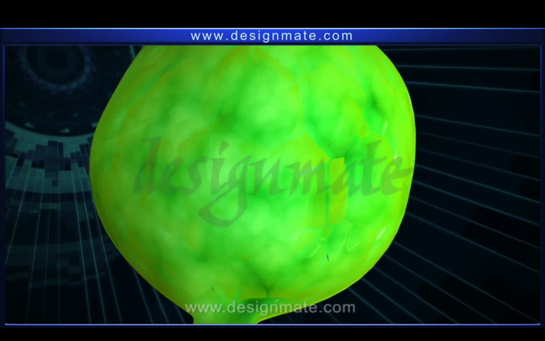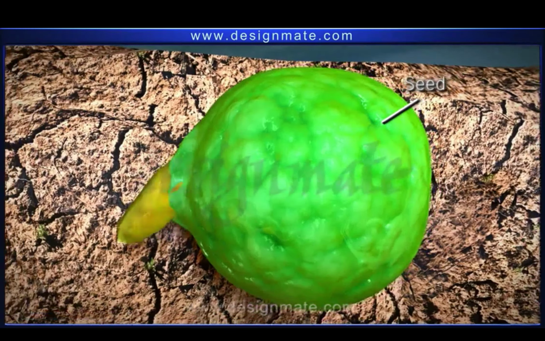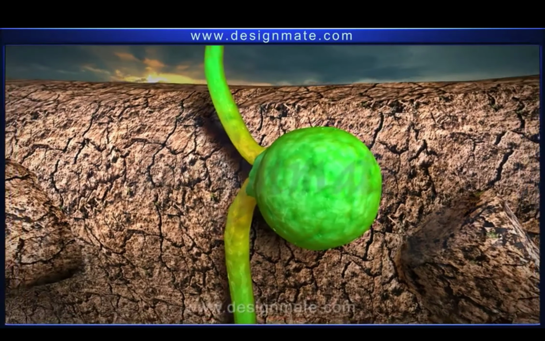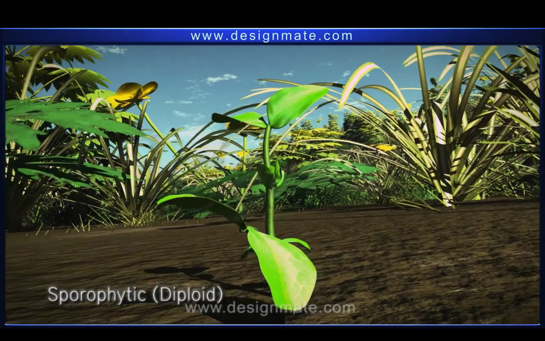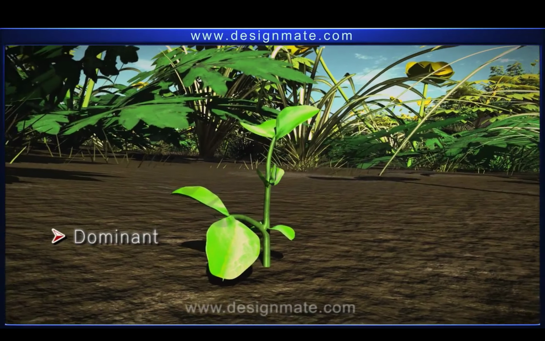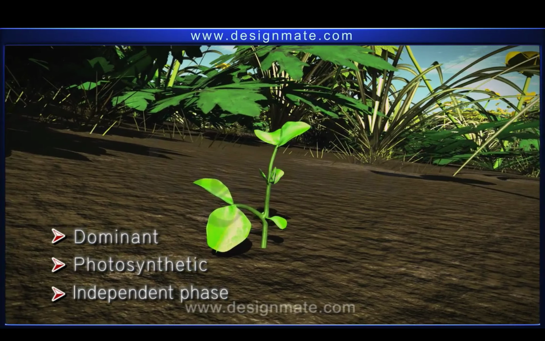Later, the fertilized egg develops into a seed inside the ovary. This seed protects the developing embryo, which grows into a sporophyte. This diploid sporophytic phase is the dominant photosynthetic phase and the independent phase of the plant.